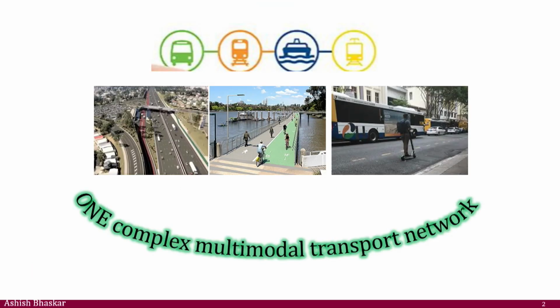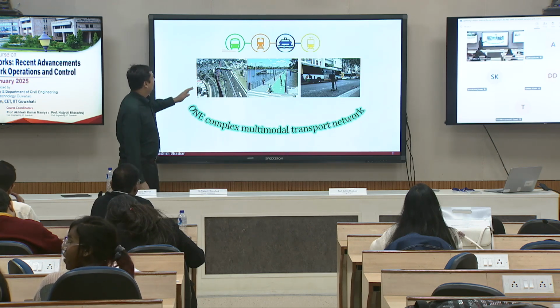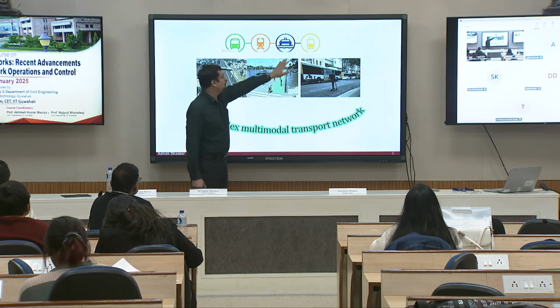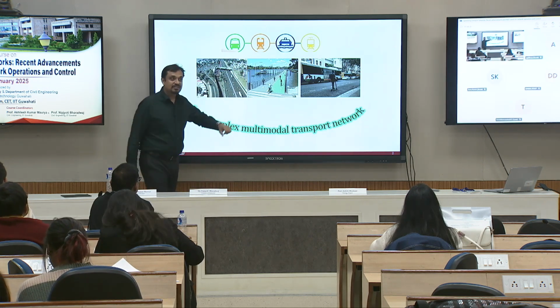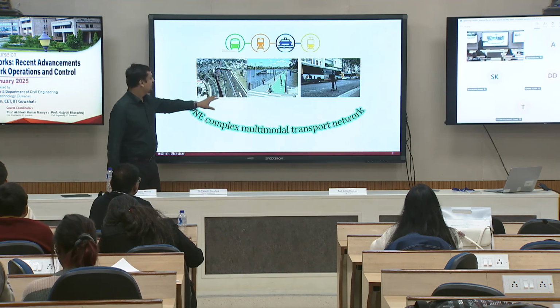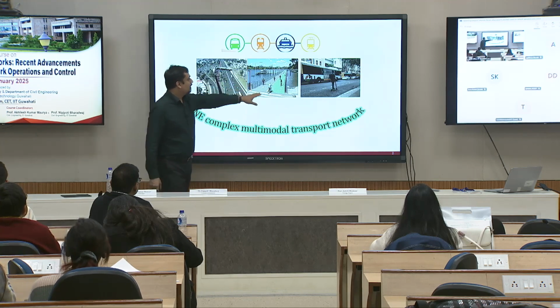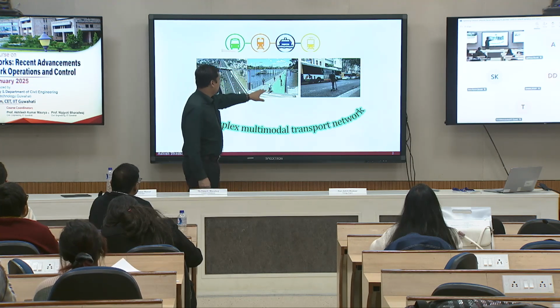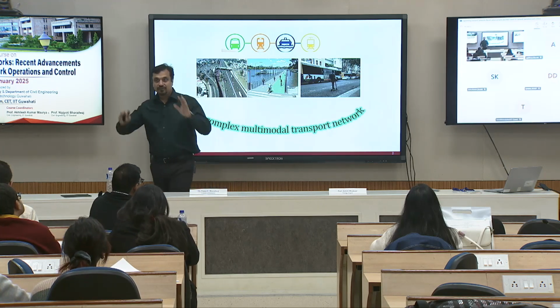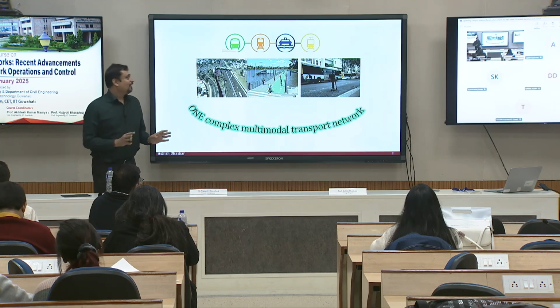Now we all know our transport system is actually one complex multimodal transport network. You have different modes of transport here. Like in the case of public transport, you can have ferries, trains, trams, buses. Another important thing is you have different roadway facilities, motorways. This is one of the bridges where you have pedestrians and cyclists, buses, micromobility, etc. It's one complex multimodal transport system.